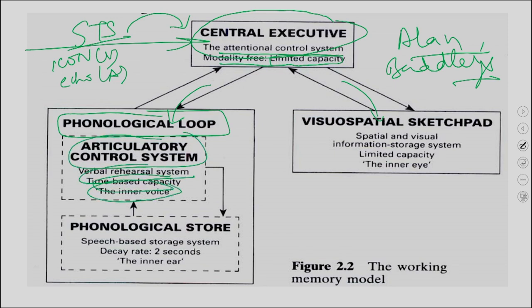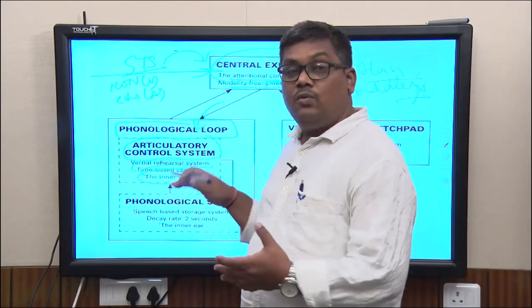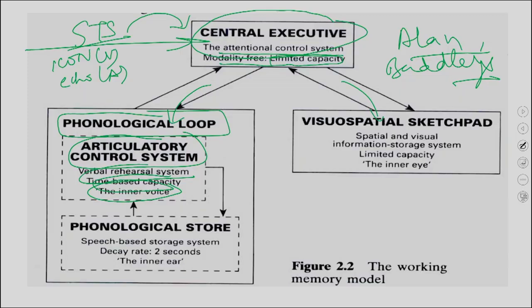We have dealt with this working memory system in my lecture on cognitive psychology, please refer there if you want more details. But basic information I am going to give you here. And then there is something called a phonological store. The phonological store is a speech-based storage system. Decay rate is 2 seconds and it lies in the inner ear.